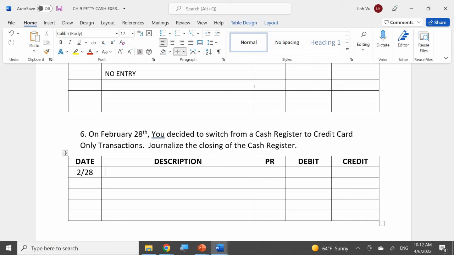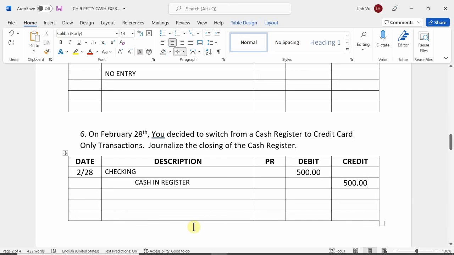You put all the money back in the checking account. You're gonna put all the money back into the checking account. Good. Right? And therefore, if I'm putting all the money back into my checking account, I'm taking it out from my cash in the register. Okay? And I believe I established it for $500. So this is not including the sales. This is before. Right? Good.